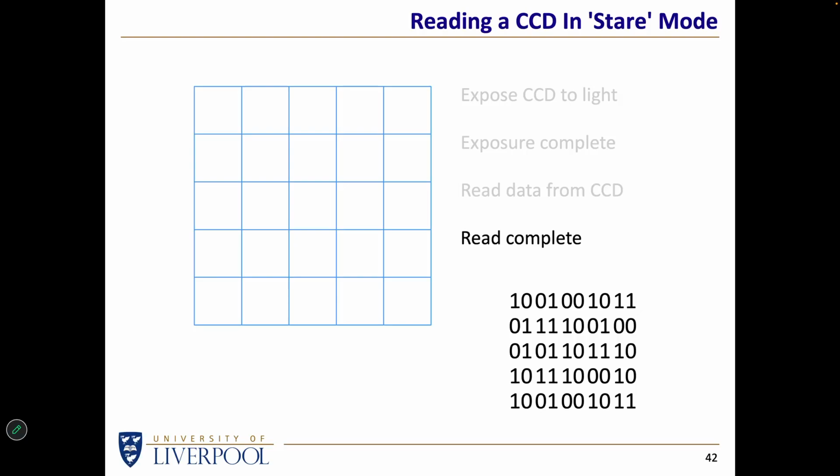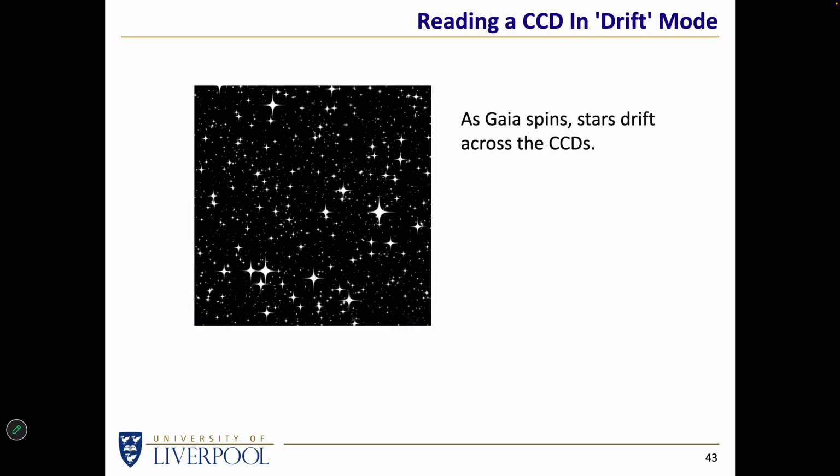You stare at a patch of sky, you record, and when you're done, you read it all out. That's not how Gaia does it. Remember, Gaia is on the move. It's continuously spinning. The telescopes are sweeping through the sky. If you tried to use stare mode, the stars would simply blur as they moved across the CCD.